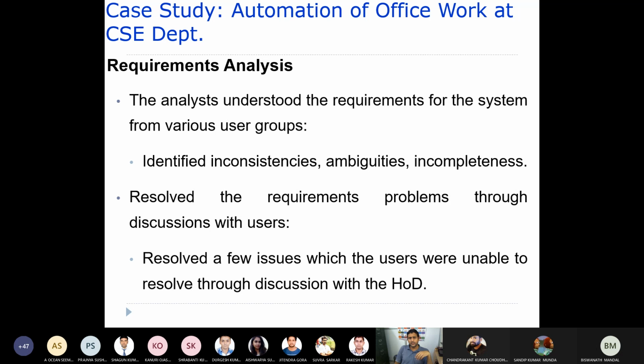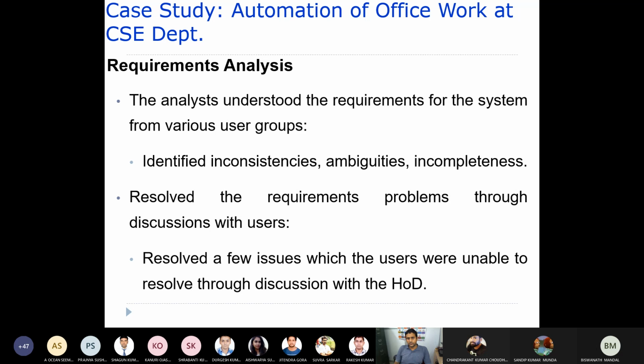So the analyst understood the requirements of the system from various user groups, after getting the interviews with the faculty, students, and the clerks. So they identified all of these requirements, and also try to identify the inconsistencies, ambiguities, incompleteness, if at all present in those requirements. They need to be resolved, maybe through discussions with the user, or maybe discussions with the HOD of the department to resolve those problems.